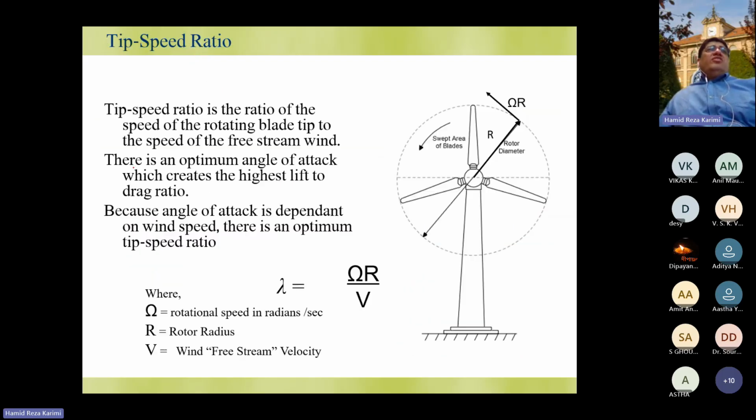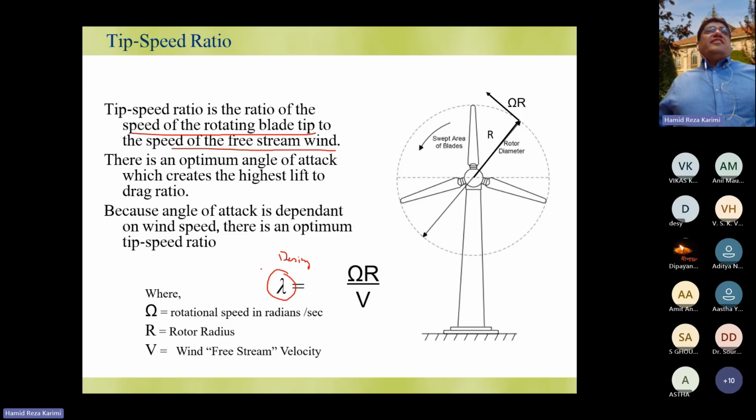Okay, so now if you continue with the wind turbine, you can think about how to control it, because the tip speed ratio should be controlled. There are some mechanisms for controlling the lambda, but because of time, I won't go into detail about this part. The tip speed ratio is the ratio of the speed of the rotating blade tip to the speed of the free stream wind. So you need to find the optimal value for lambda.